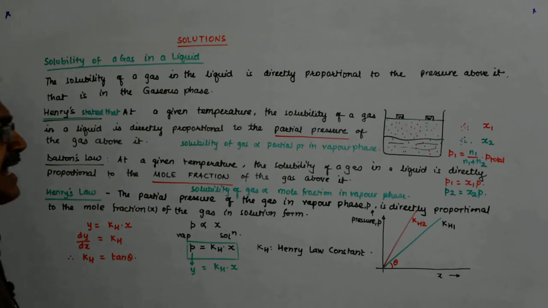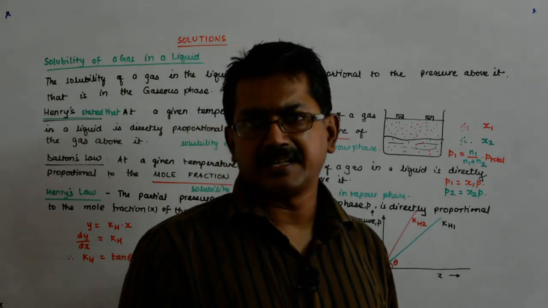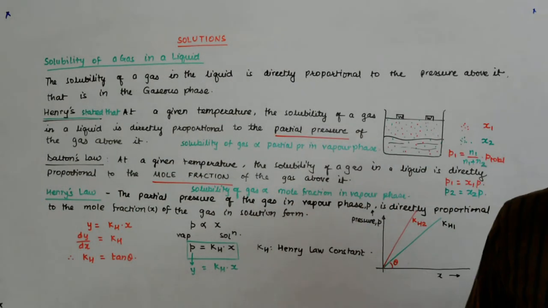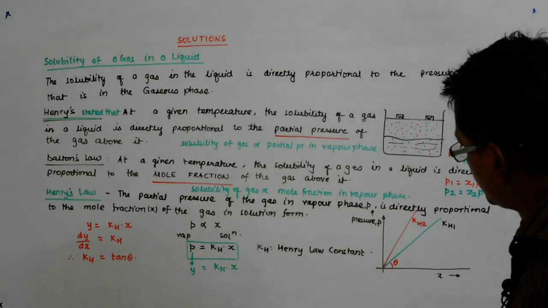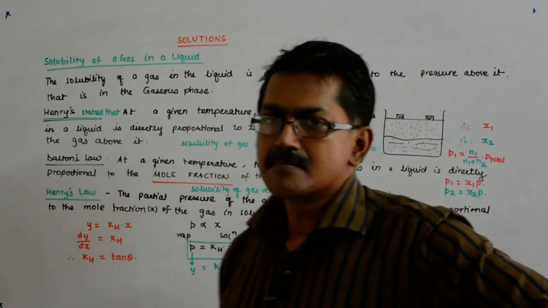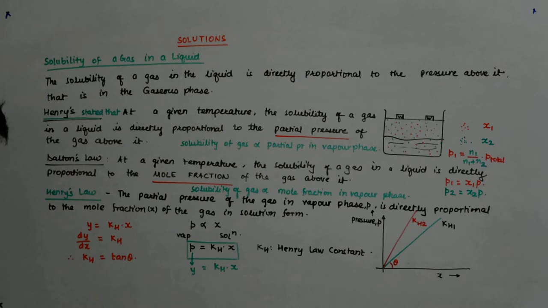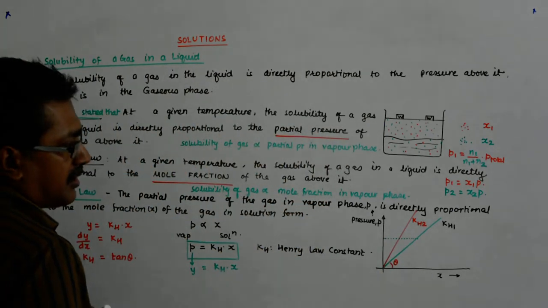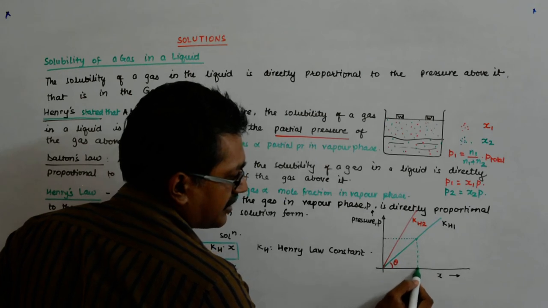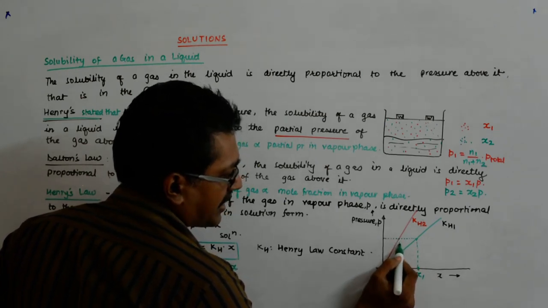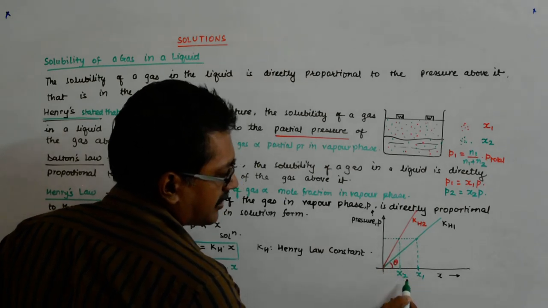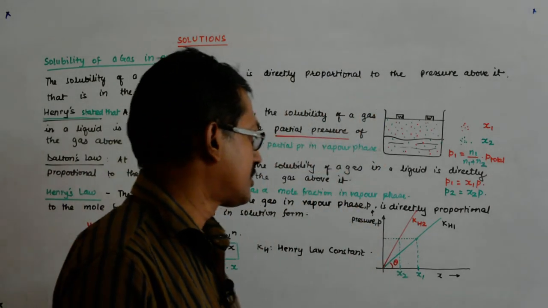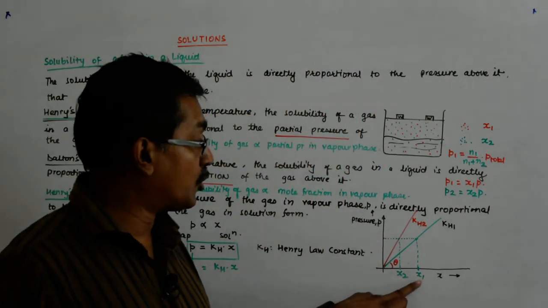Now, can you tell me between KH1 and KH2, which gas is more soluble at the same temperature, same pressure? See, at the same pressure, the mole fraction of gas 1 is this much, while the mole fraction of gas 2 is only this. Do we see that? Which has dissolved more at the same pressure? KH1. Mole fraction in solution.